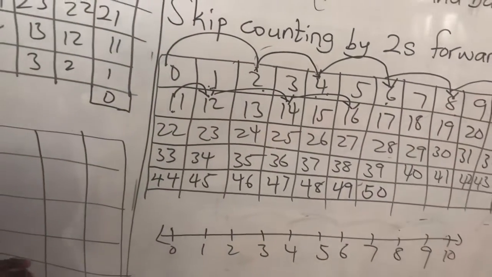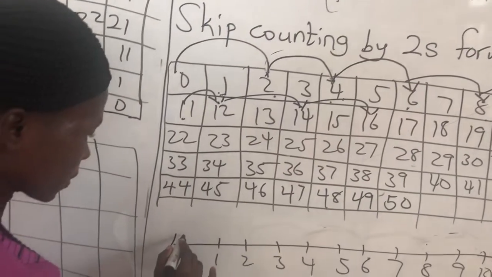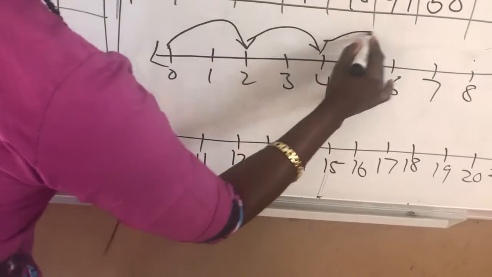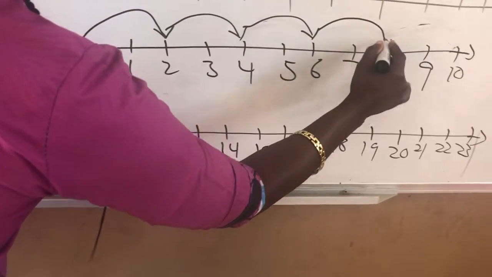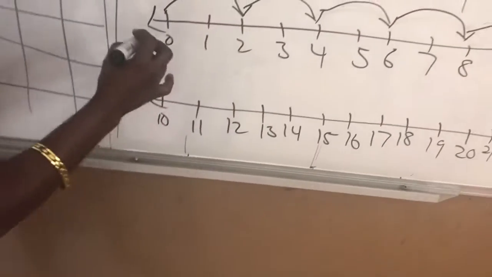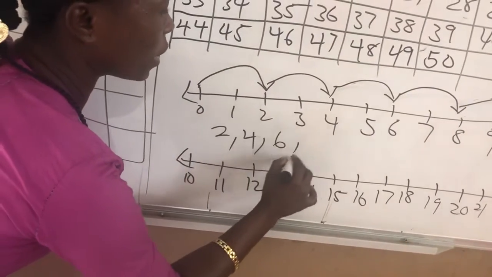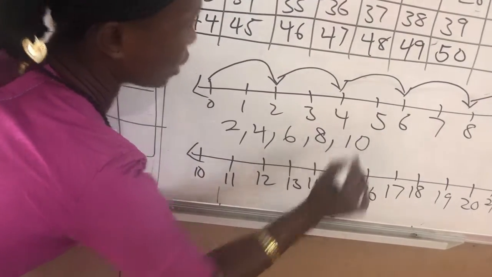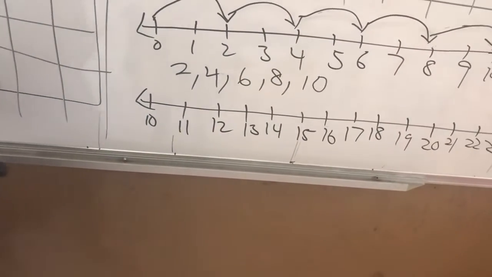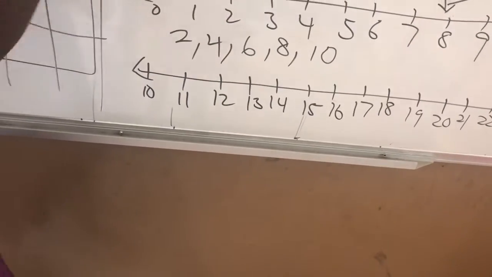So now we have it here. We have our 0. Let's keep counting. We have 2, 4, 6, 8 and what? 10. So you write down your answers, which becomes 2, 4, 6, 8 and 10. Good. Let's continue also. We have skip counting by 2 forward.